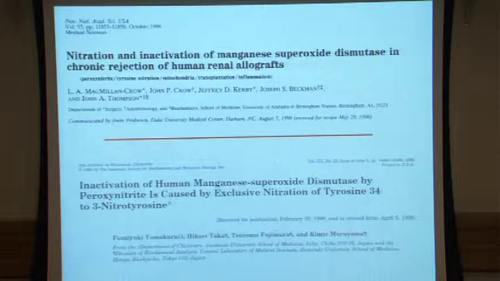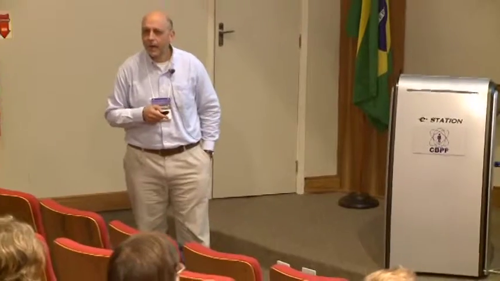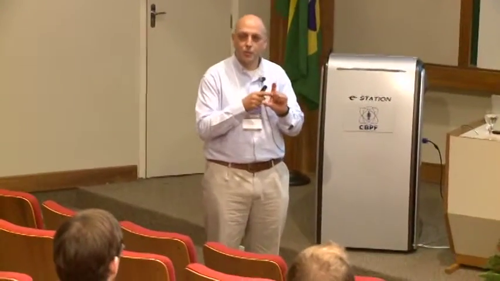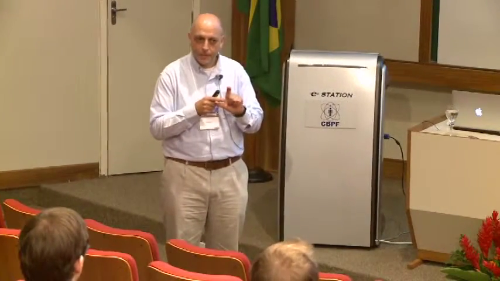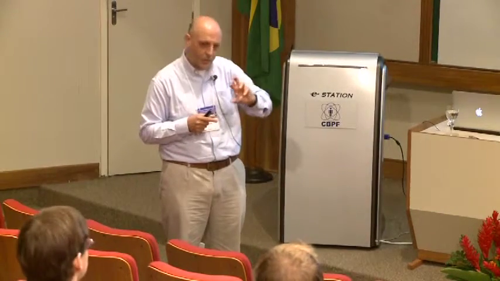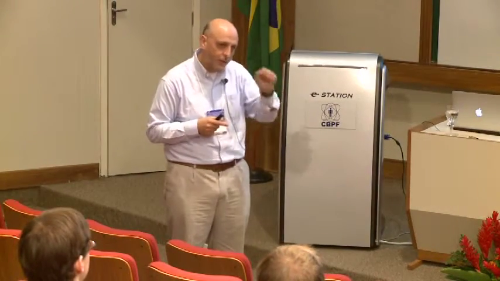Later on, the group of Yamakura found that the inactivation of manganese SOD by peroxynitrite is caused by the exclusive nitration of tyrosine 34. And tyrosine 34 is the tyrosine which is adjacent to the active site. So this started to make sense. You are nitrating the tyrosine, which is adjacent to the active site, and you inactivate the protein.